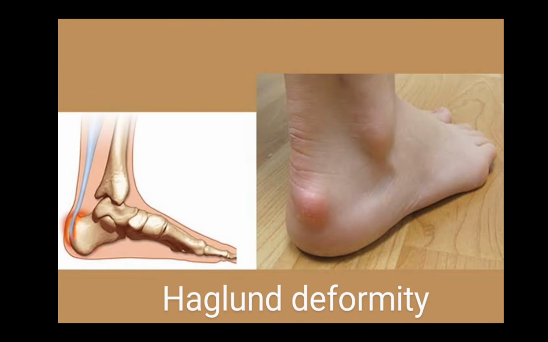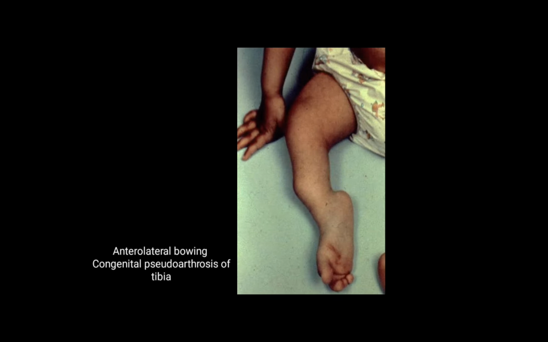This is another image of Haglund deformity. It is related to the tendo Achilles. Okay. In the region of the tendo Achilles, there will be inflammation.